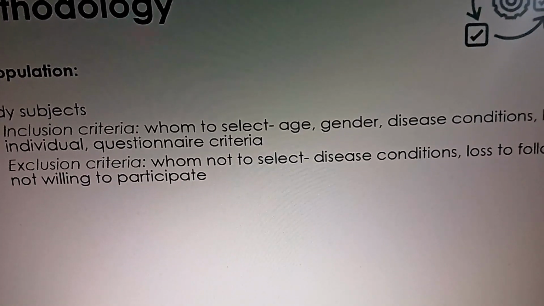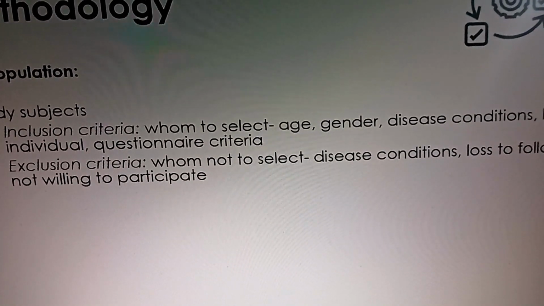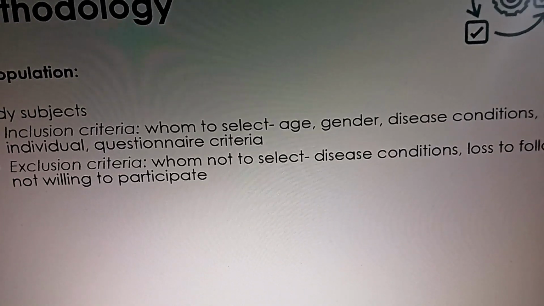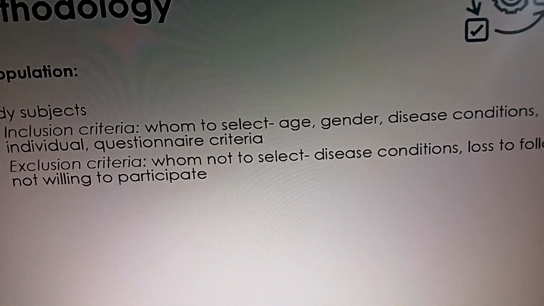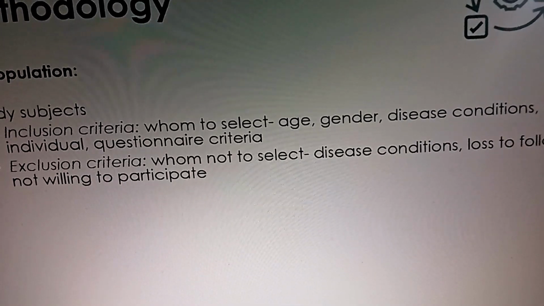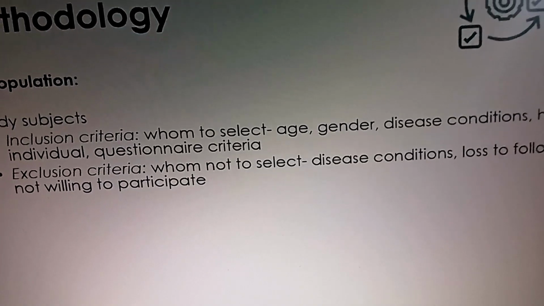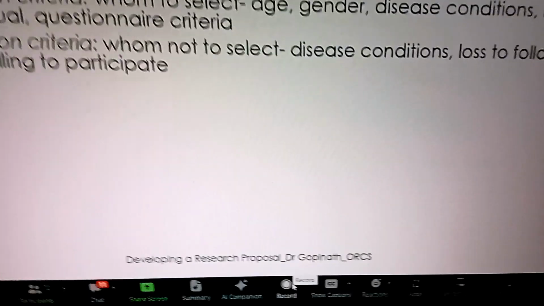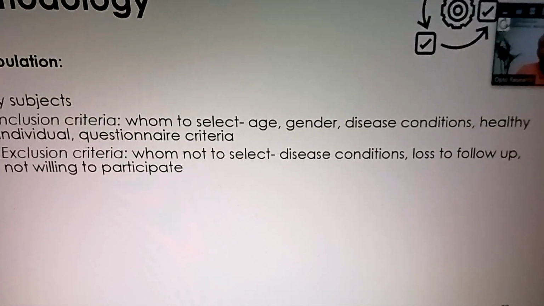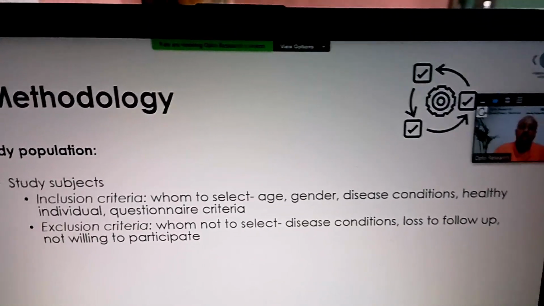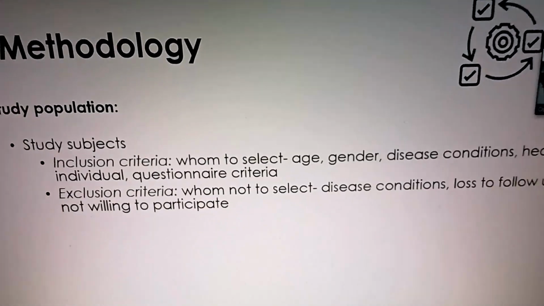Inclusion criteria usually have gender, age, the disease condition, or healthy individuals, and you can also have a questionnaire criterion. What I mean is, if you want to study the cognitive ability of a patient, there is the Mini-Mental State Examination, which assesses the cognitive score. You can say that whoever scores more than 23 will be included, and those whose cognitive score is less than 23 will be excluded.